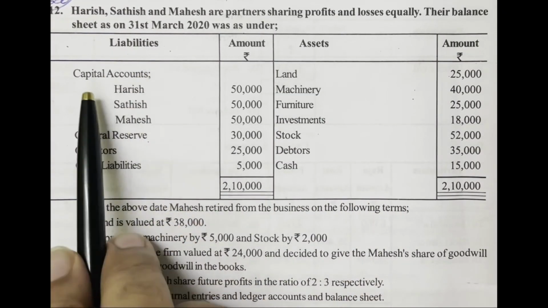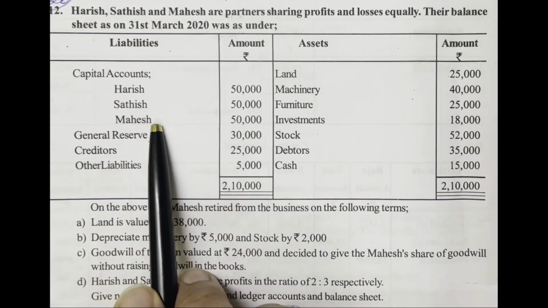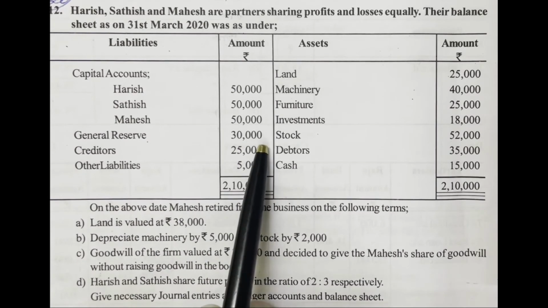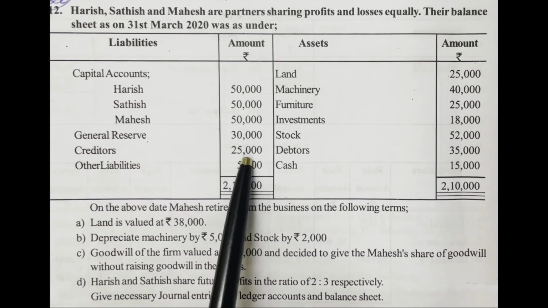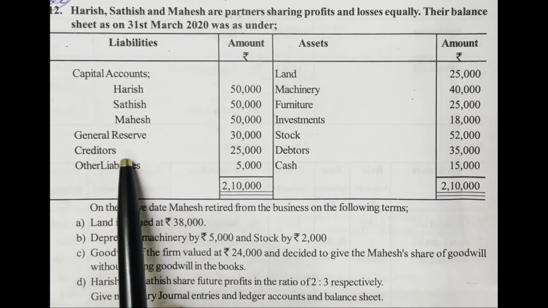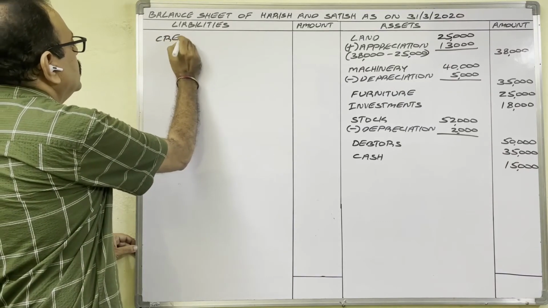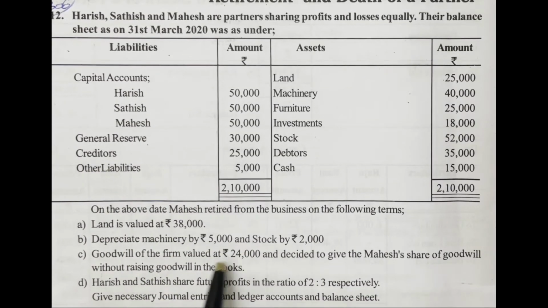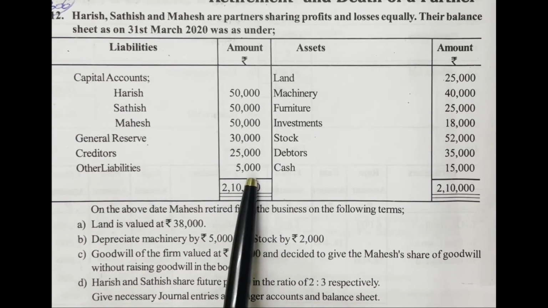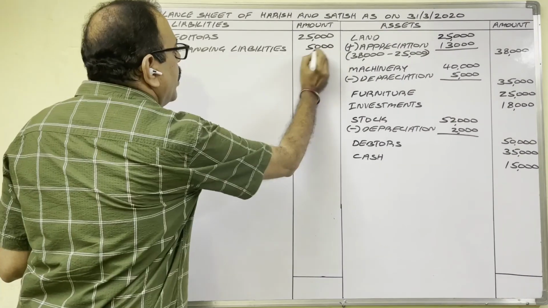Come to the liability side. General reserve 30,000. So this amount we transfer to all three partners' capital accounts now. So now there is no general reserve amount. Don't show general reserve in the new balance sheet. Next, creditors 25,000 rupees. No adjustment. So in the new balance sheet also creditor value same. Liability side, creditors 25,000 rupees. Next, other liabilities 5,000, no adjustment. So in the new balance sheet also, other liabilities value same, 5,000 rupees. Liability side, outstanding liabilities 5,000 rupees.